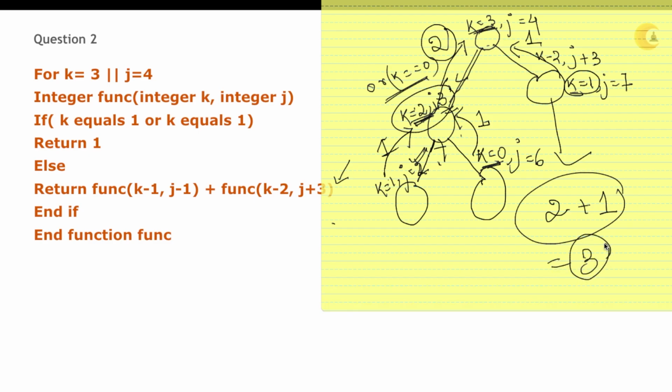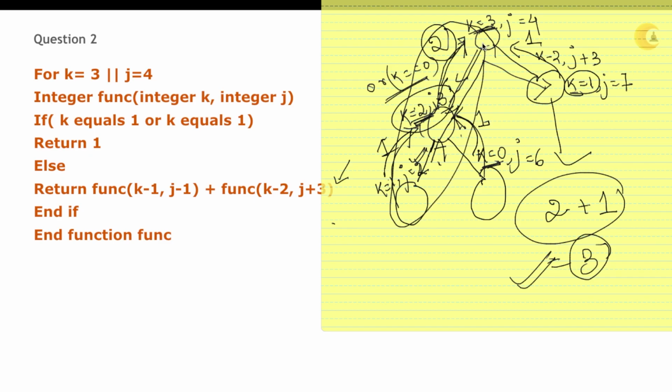So whenever it is a recursion, remember you have to draw a tree of this kind. First solve for the left side, then solve for the right side. Clear? For this the answer is 3. You're returning 1 from here, you're returning 1 from here, so 1 plus 1 will be returned as 2. Now the entire left side is solved, so you don't have to focus here. Now it will focus on the right side, so it will be k minus 2 and j plus 3. Again k will become equal to 1, so it will return 1.